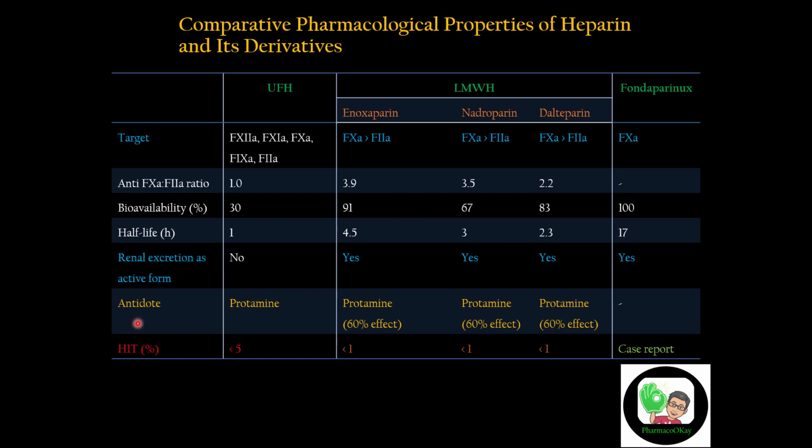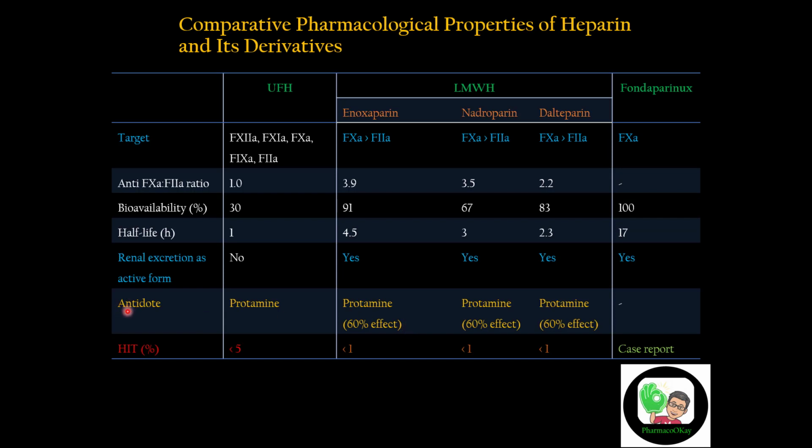For the antidote of unfractionated heparin, we can use protamine sulfate. Since it is positively charged, it could bind the negative charges on the structure of unfractionated heparin and neutralize the effect of unfractionated heparin. But for low molecular weight heparin, protamine sulfate could produce only 60% of effect as an antidote.